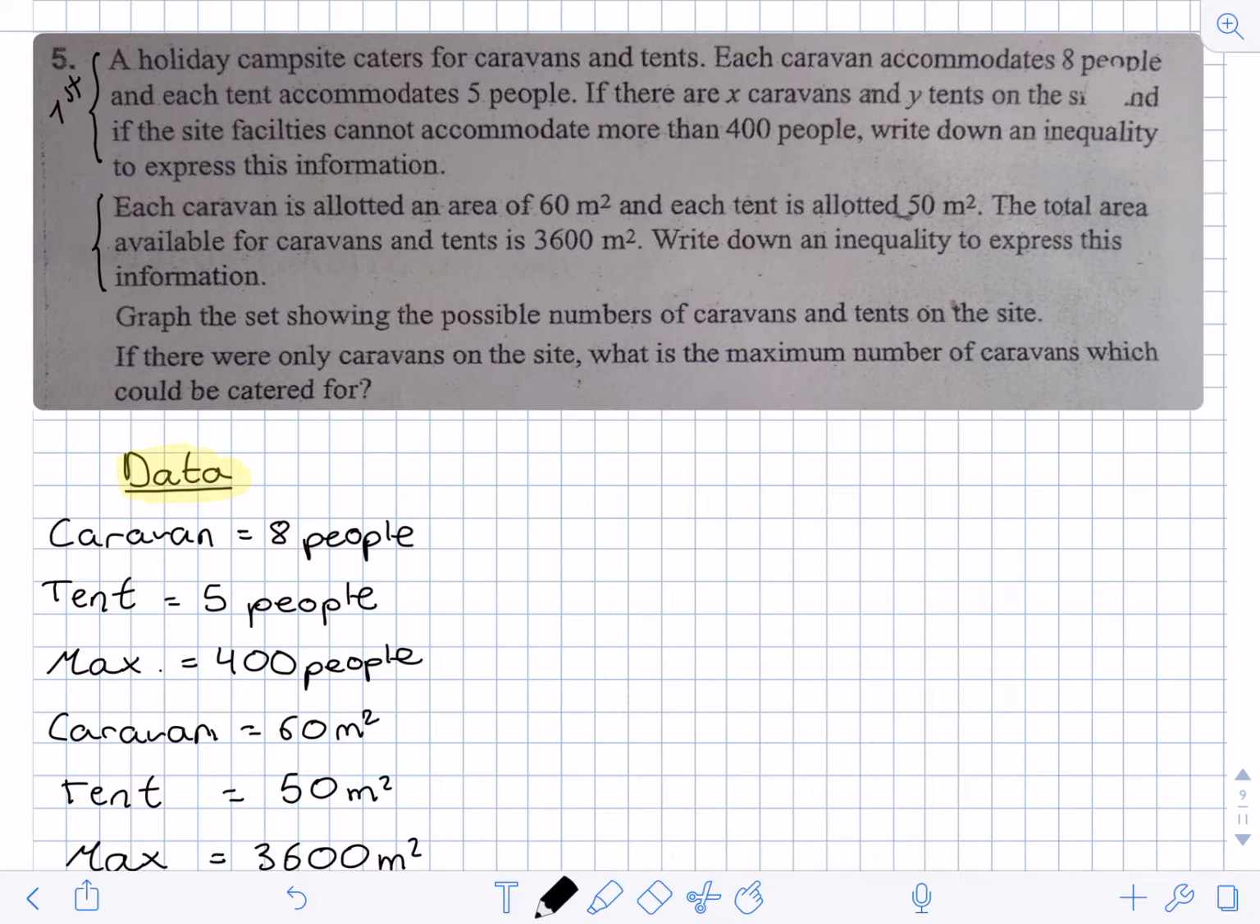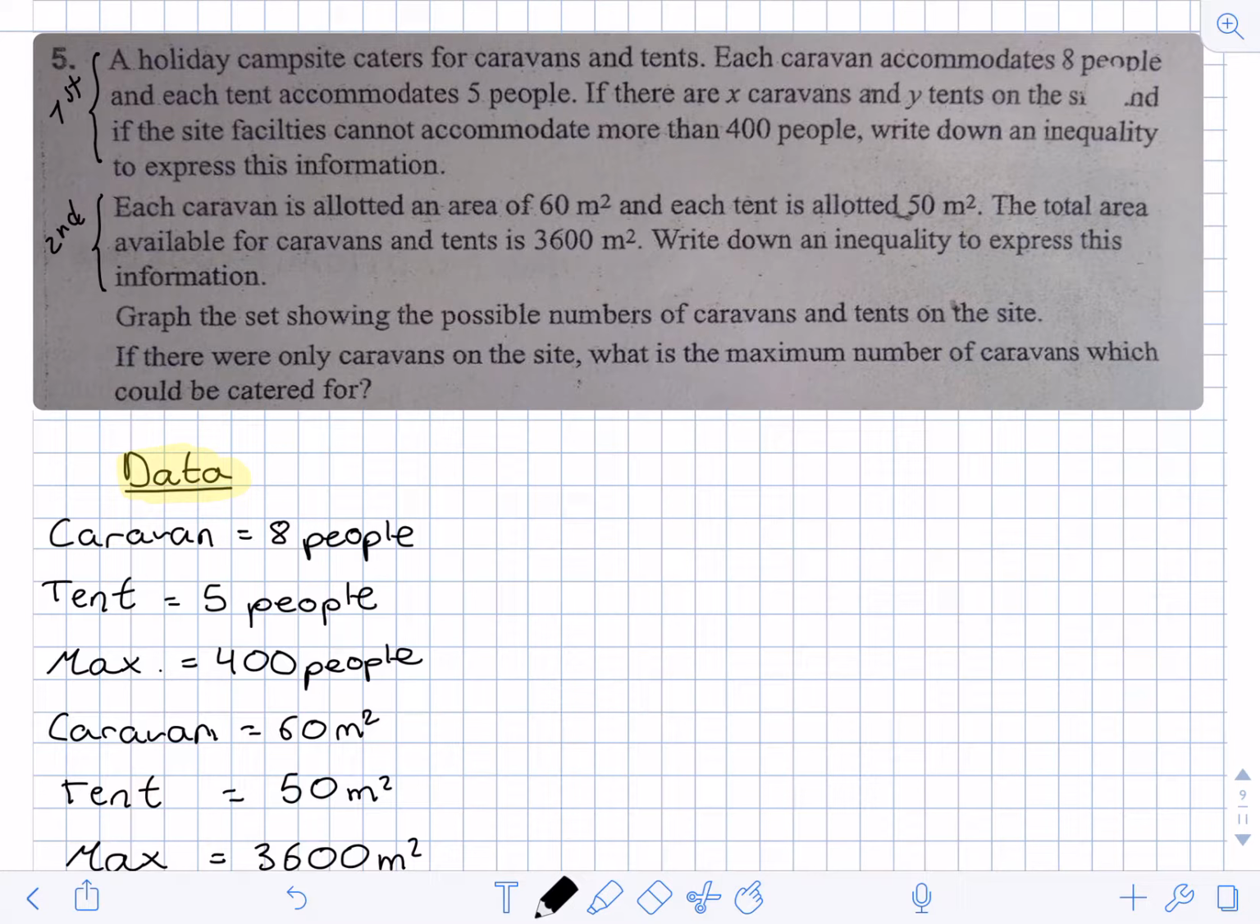Each caravan can have a space of 60 meters square and each tent can have a space of 50 meters square. The total area available for caravans and tents is 3,600 meters square. Okay, so this is going to be the second thing we're going to do, because it's asking us to write down an equation, an equality.